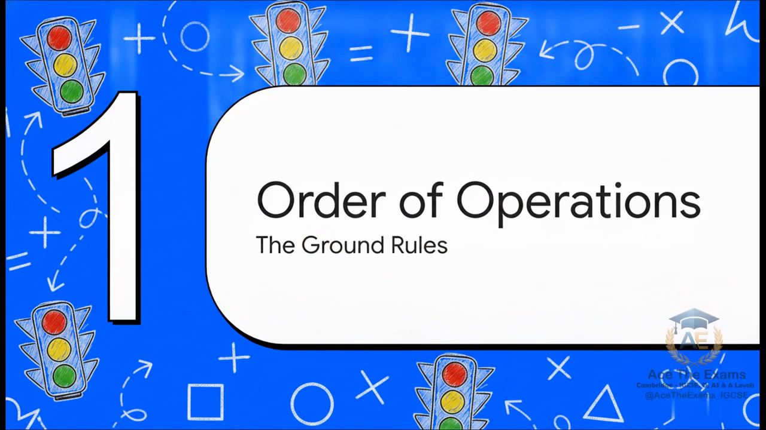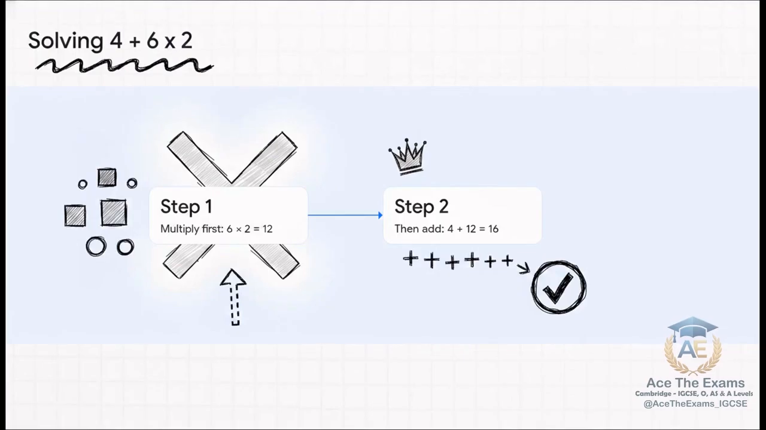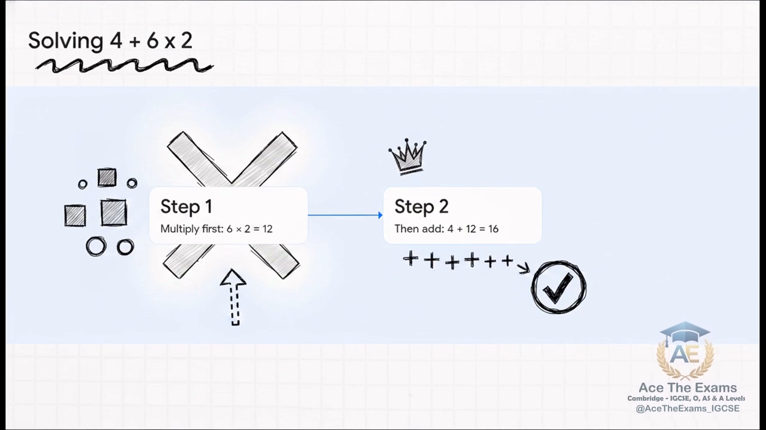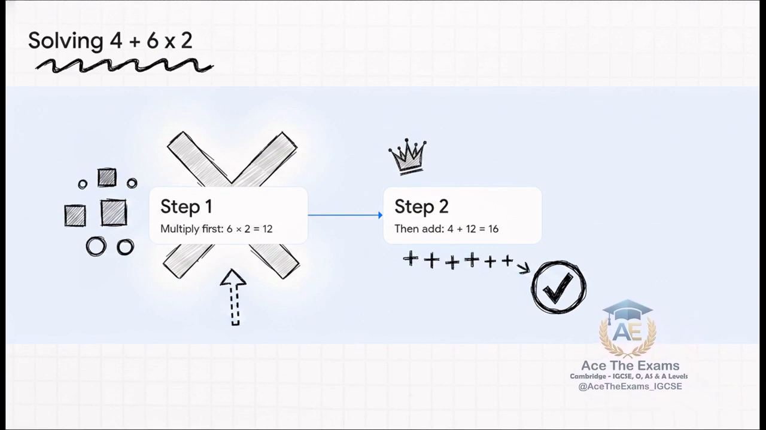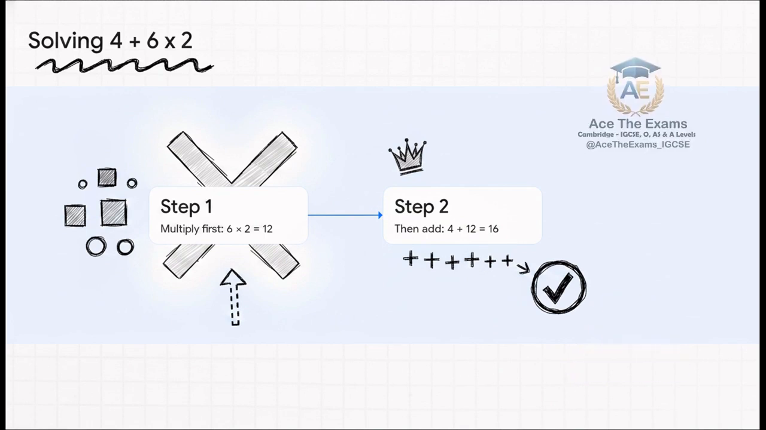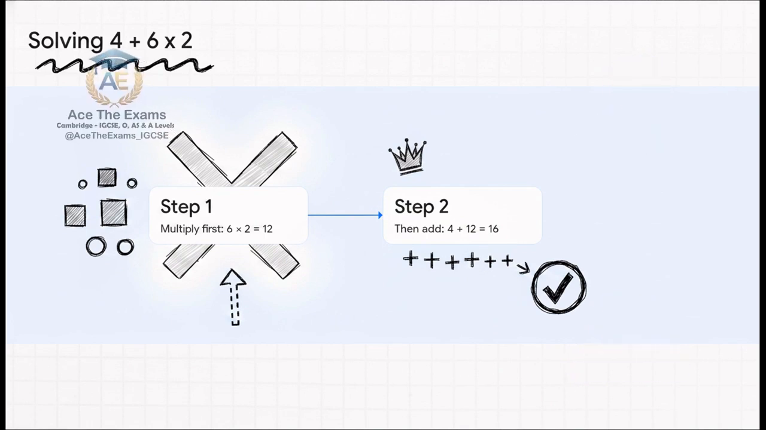These are the fundamental ground rules of math. Think of these rules as the traffic lights of mathematics. Without them, everything just crashes into each other. Going back to our starting question, this brilliantly illustrates the rule: you absolutely must do the multiplication first. 6 times 2 gives us 12. Only after that's done do we tackle the addition, adding the 4 to get the real, correct answer of 16. This hierarchy, where you handle multiplication and division before even looking at addition and subtraction, is entirely non-negotiable.